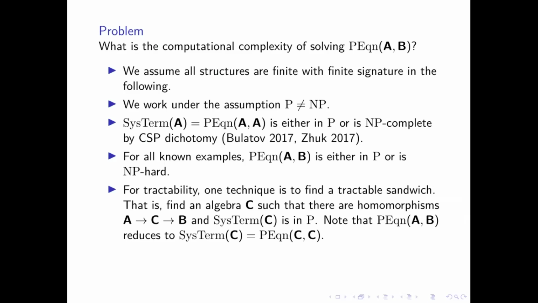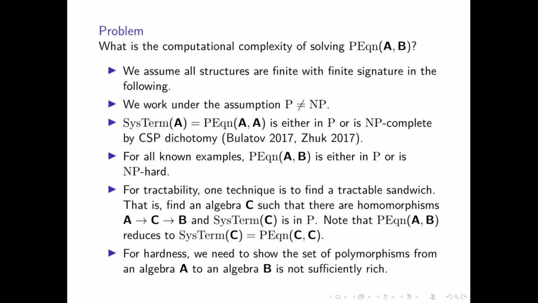Notice if you have a yes instance of promise equations A, B, that means there's a solution to a system of equations in A. You apply your homomorphism, you get a solution in C. If you have a no instance of promise equations A, B, that tells you there's no solution in B, which means there couldn't have been a solution in C, because you would be able to apply the homomorphism and get a solution in B. So that's the reduction there. You just use the same instance.